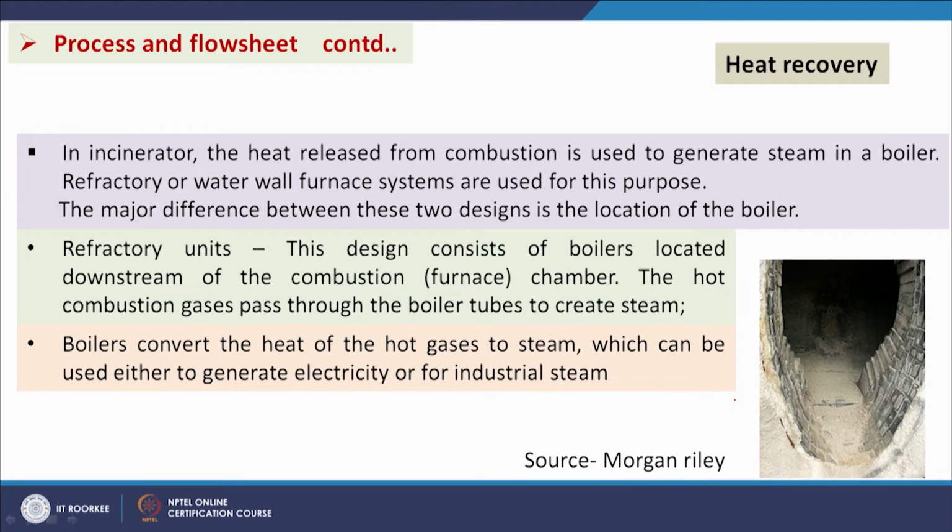Now, we are coming to heat recovery. So, in heat recovery in the incinerator, the heat is released and it is associated with the flue gas, and that heat is used for the production of steam in a boiler. So, there are two types of boiler, one is your refractory and another is your water wall furnace system. The major difference between these two designs is the location of the boiler. In some cases, we have one furnace separated by a boiler.